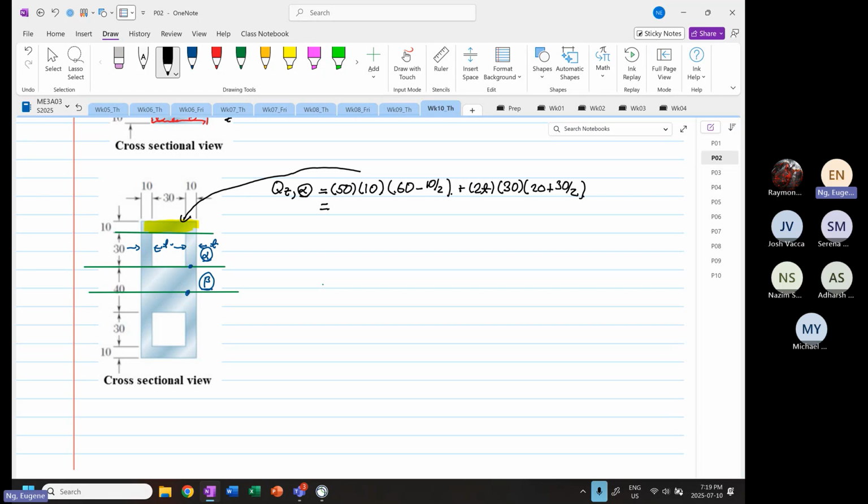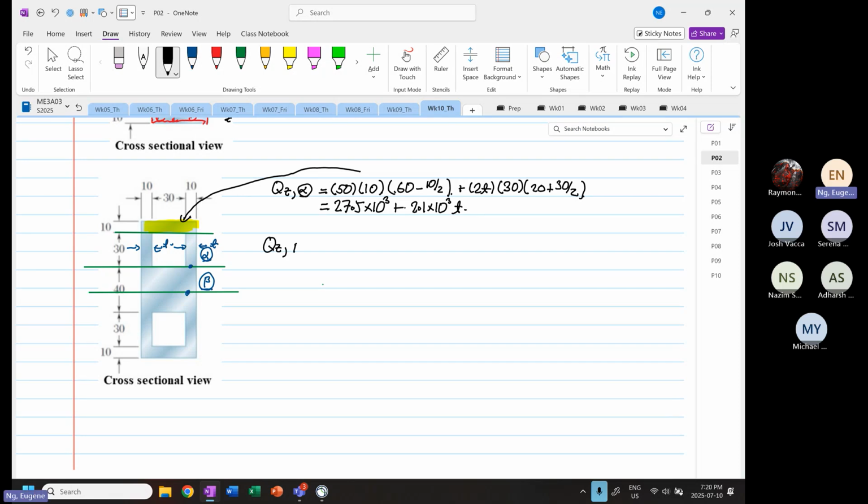55 times 10 times 50, which is equal to 27.5 times 10 to the power 3, plus 20 plus 15 times 30 times 2, 2.1 times 10 to the power 3t. Okay. So next we have to find beta.